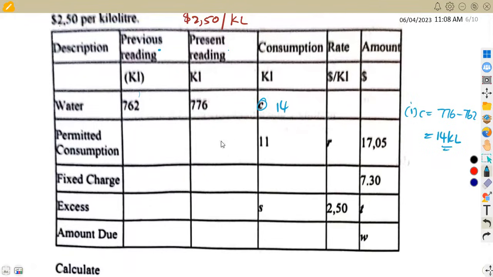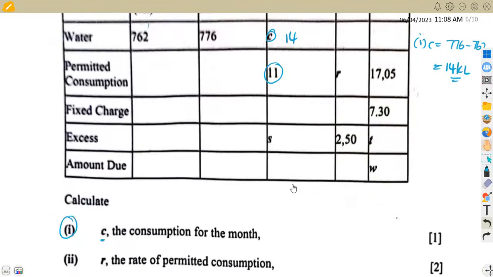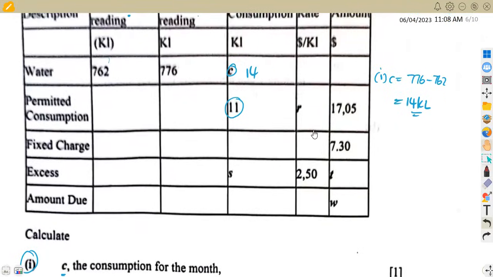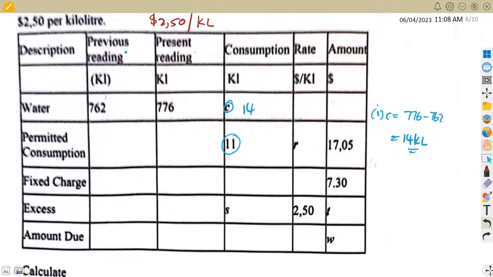Take note, the permitted consumption is 11, but they used 14, so it's an excess. That's why we have got excess here. All right, anyways, the other part of the question is item 2, the rate of permitted consumption. When they use 11 kiloliters, what is the rate? So the rate here, we are given that 11 kiloliters corresponds to the amount of $17.05.